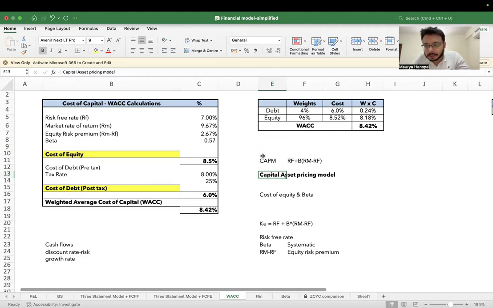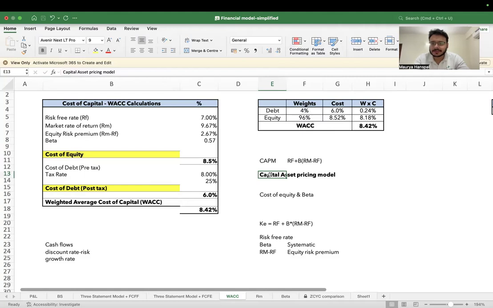But 100% of the people in the market tend to use CAPM because it is the simplest to understand, direct to calculate and easy to calculate, right? And this will give you the most appropriate number also. Now, what exactly is the CAPM model? What exactly is the capital asset pricing model?